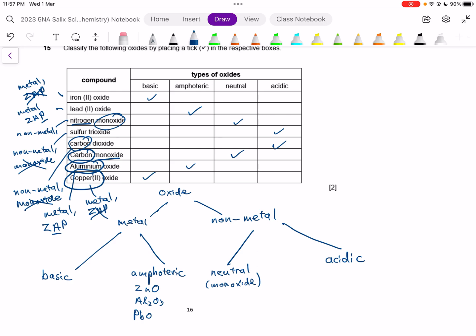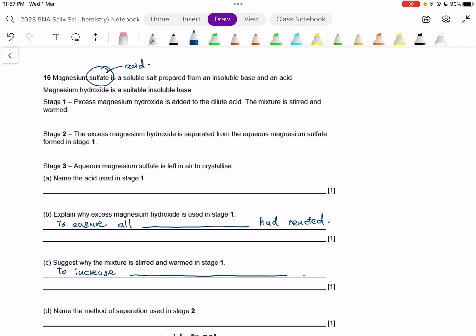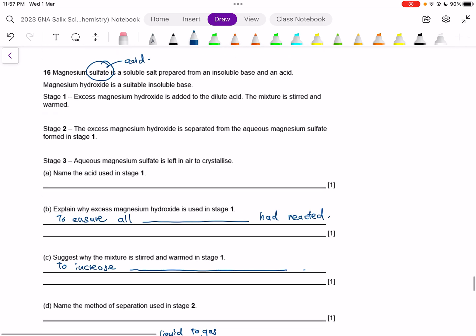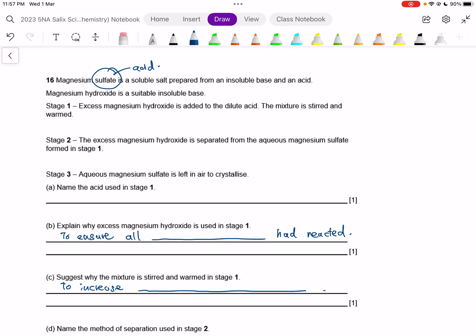Okay. Right, this is question 15. Now let's go to the final question 16. I think this is from the O level questions from last year. A pretty recent one, I would say. Let me see.